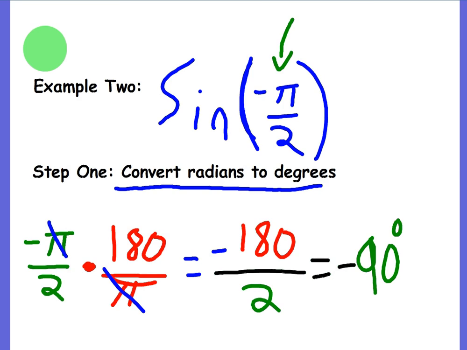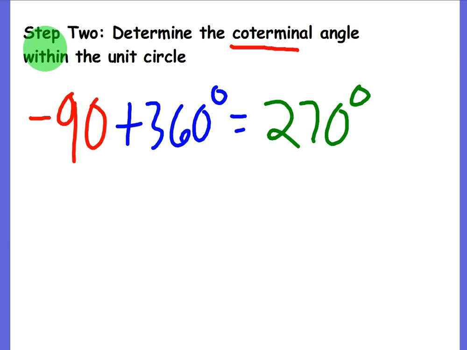Let's do another one. Sine of negative pi over 2. Well, this is a negative angle. All you have to do, again, is convert that to degrees, multiply by 180 over pi. The pi's will cancel. You end up with negative 180 over 2, which is the same as negative 90. Now, that is not a standard angle. Since it's negative, all we have to do is add 360 to it. We know we'll end up at the same angle. Negative 90 plus 360 is 270.